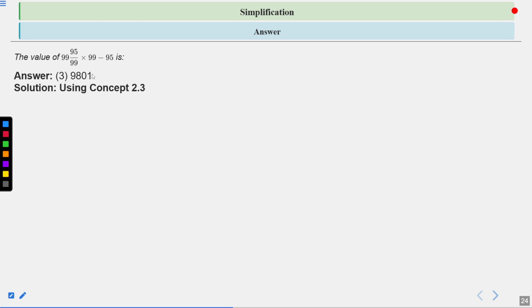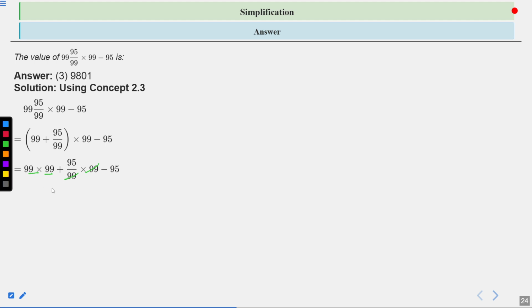Now see the detailed solution using concept 2.3 in this question. So 99 and 95 upon 99 multiplied by 99 minus 95. First we solve this mixed fraction, converting it into a fraction only. We can write it as 99 plus 95 upon 99, whole multiplied by 99 and subtracting 95. We take the LCM of 1 and 99, we get the LCM 99. So when we simplify, we can write 99 into 99 plus 95 upon 99 multiplied by 99. So 99 will be cancelled out, minus 95.